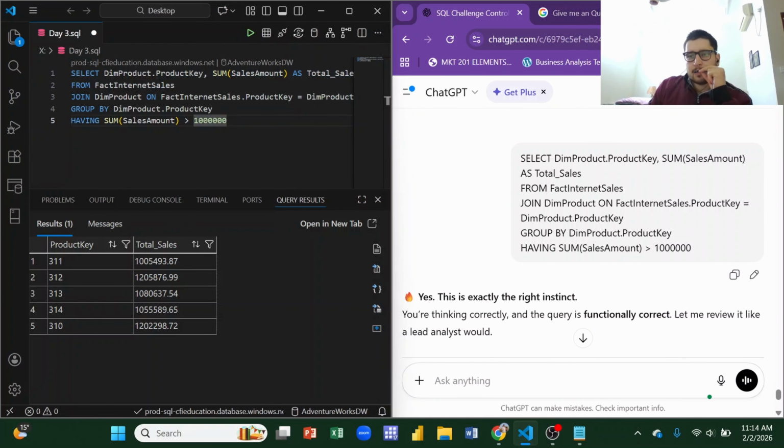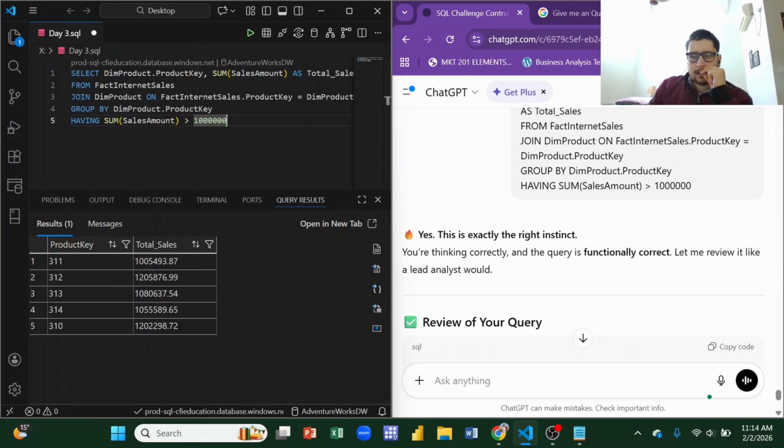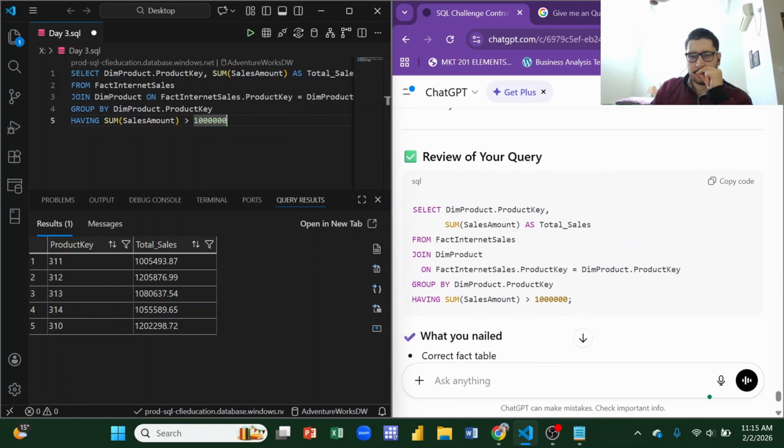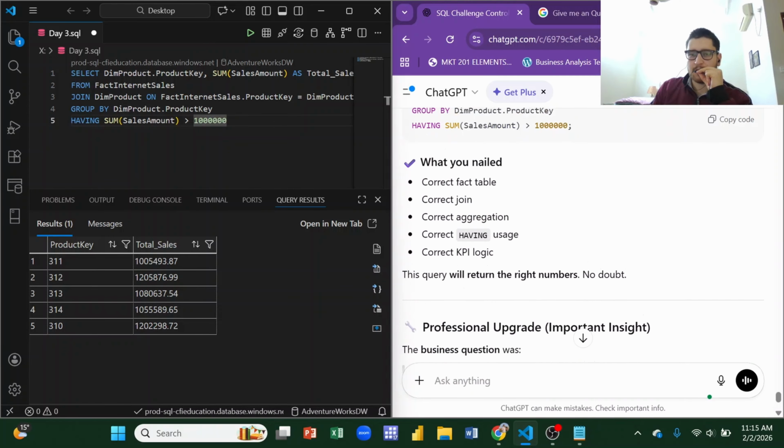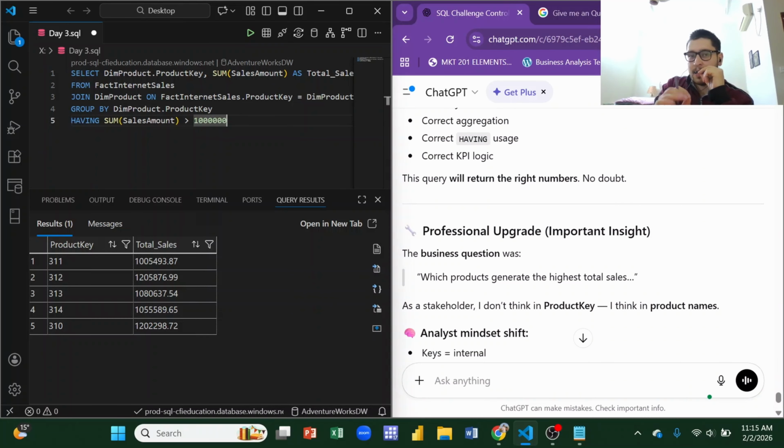So after pasting it into ChatGPT, ChatGPT says, yes, this is exactly the right instinct. You are thinking correctly. The query is functionally correct. Let me review it like a lead analyst would. What you nailed: correct fact table, correct join, correct aggregation, correct having usage, correct KPI logic. This query will return the right numbers, no doubt. And this is the only reason why I share even my correct queries with ChatGPT, because it gives me very thoughtful insights into how I can improve my queries for the next.